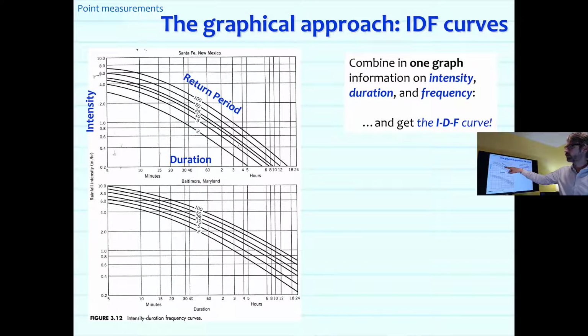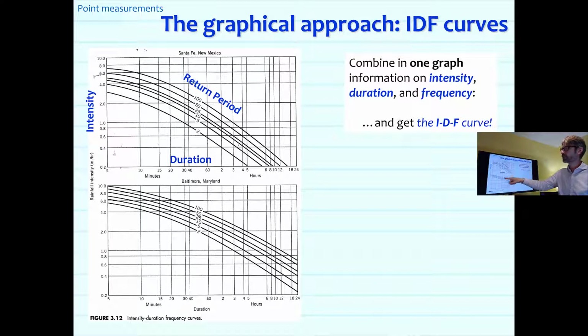Here's the set of return periods, so you can read 100, 50, 25, 10, 5, and 2. Here's the duration along the bottom, and here's the intensity. If you want to look up a 1-hour storm, here's my 60-minute mark with a 10-year return period, then its intensity will be just about 1 inch per hour. Okay, so that's how to use this sort of information.